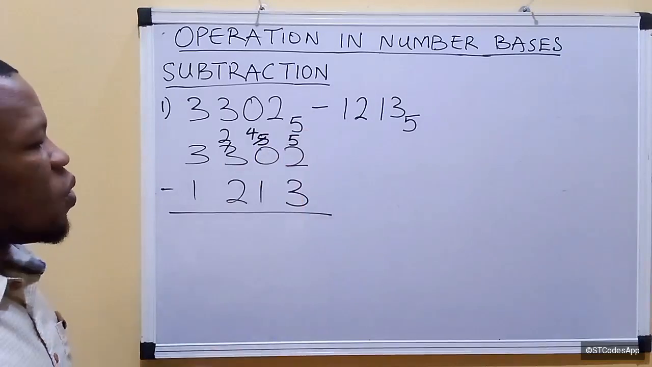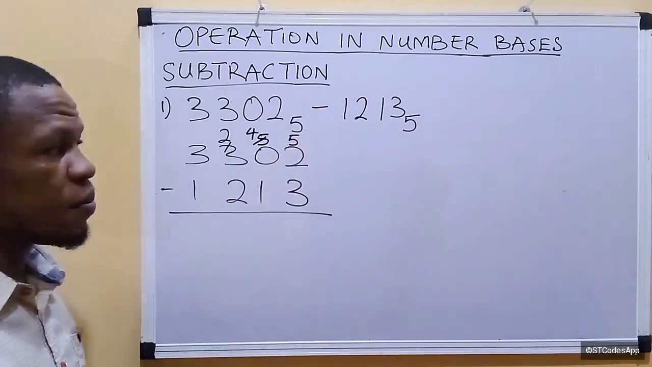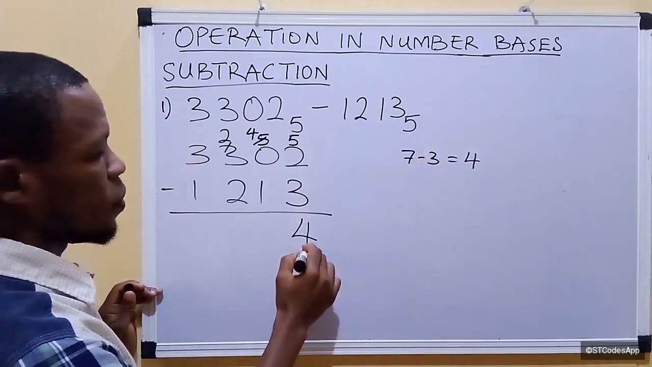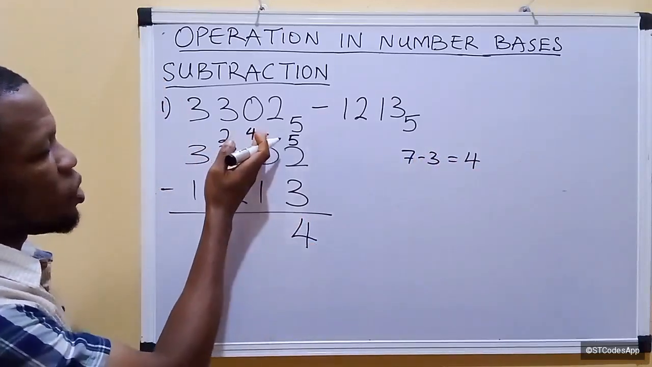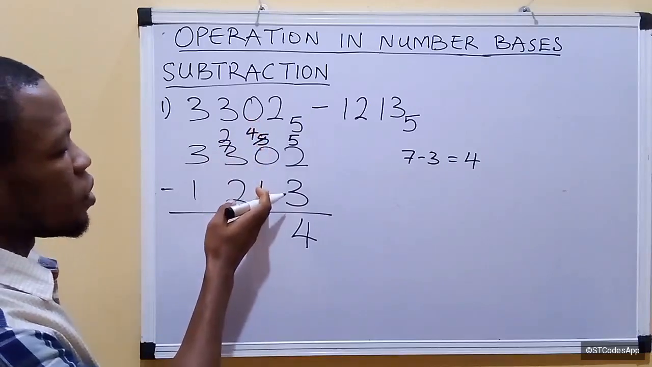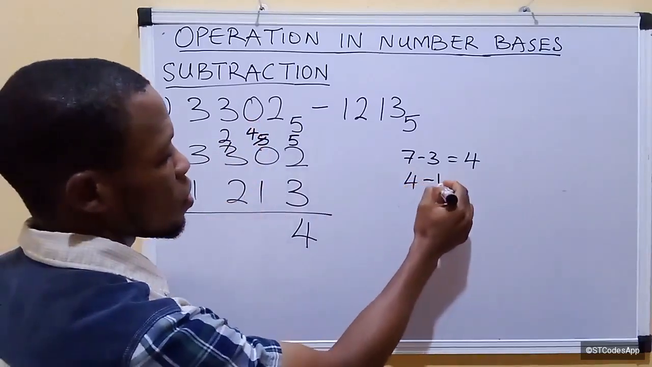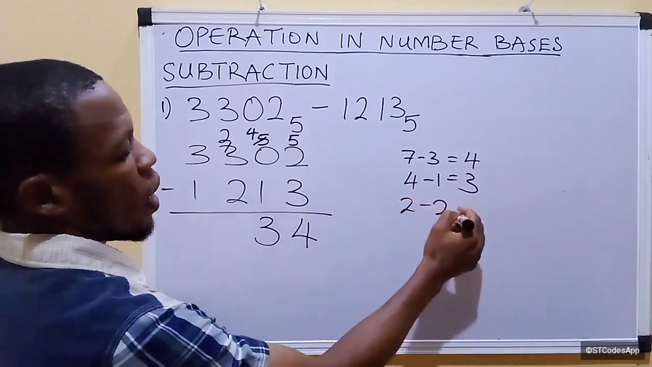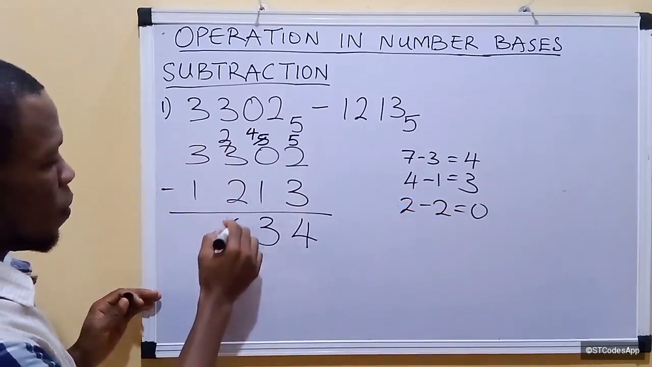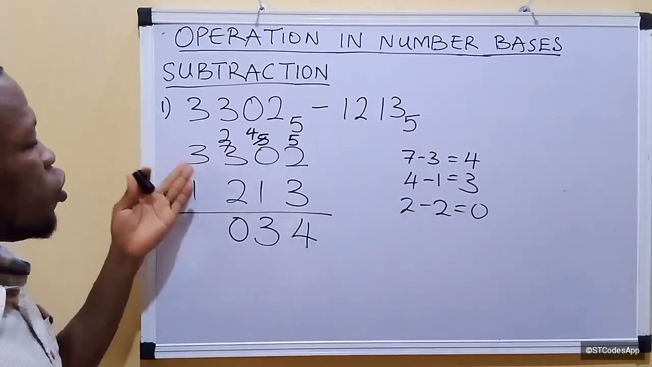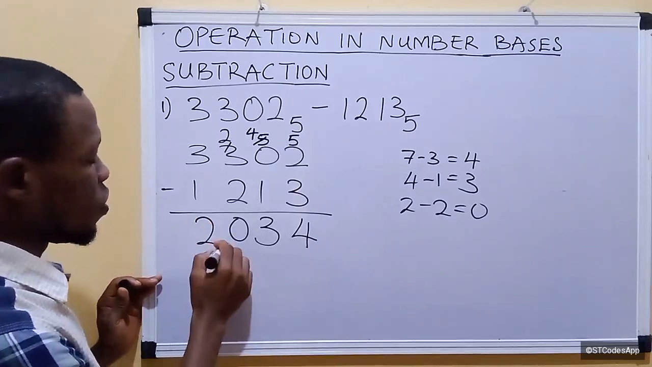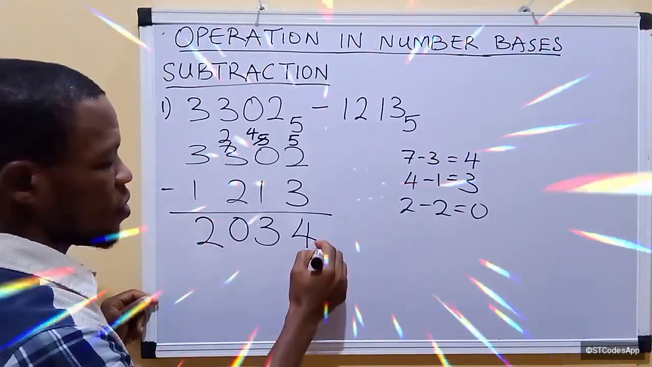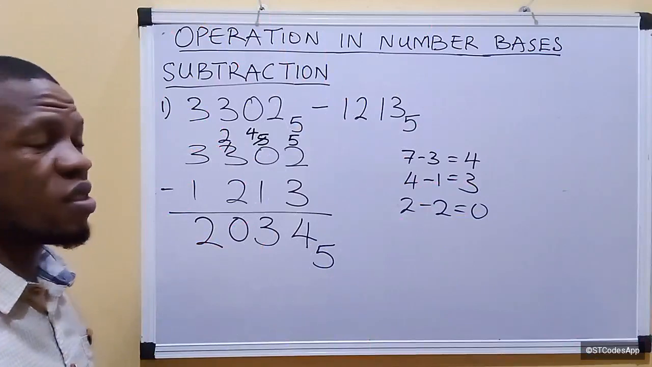Now with this in mind, we now have 5 plus 2, which is 7. 7 minus 3 gives us 4. So we have 4. Now here we are left with 4. 4 minus 1 is going to give us 3. So we have 3 here. Here we have 2 minus 2, and that is 0. Here we have 3 minus 1, and that is 2. So at the end of the day, we have arrived at 2034 in base 5. That is how simple subtraction in number bases is.